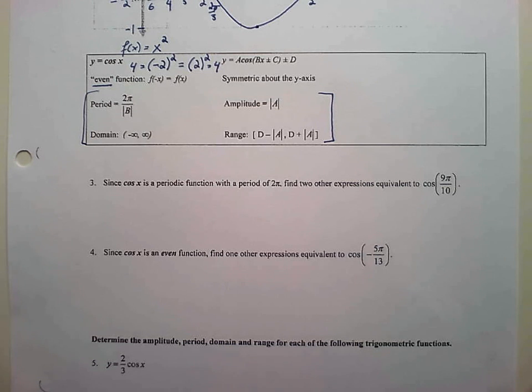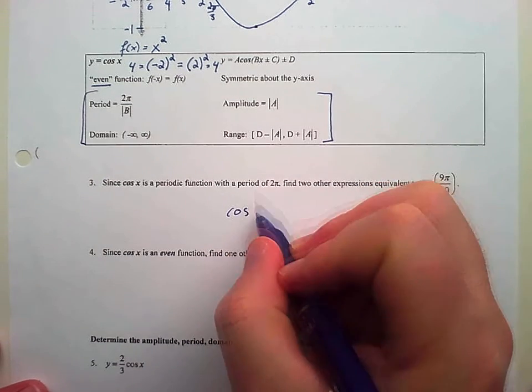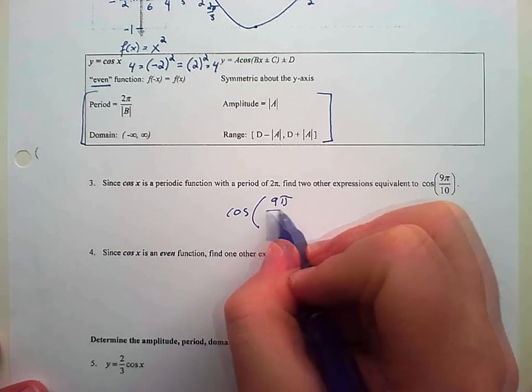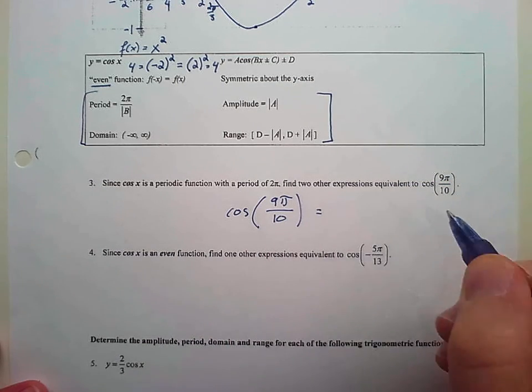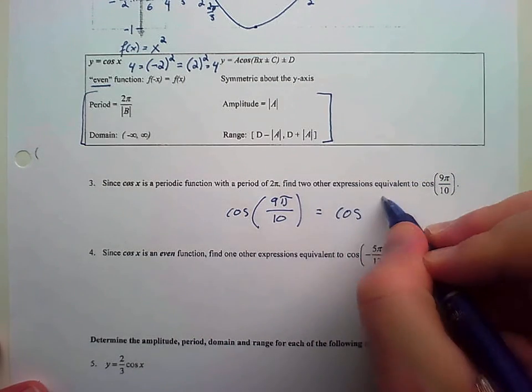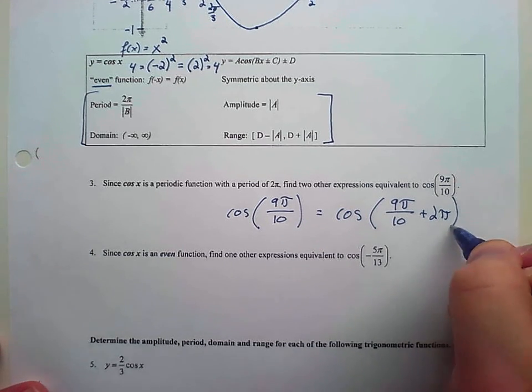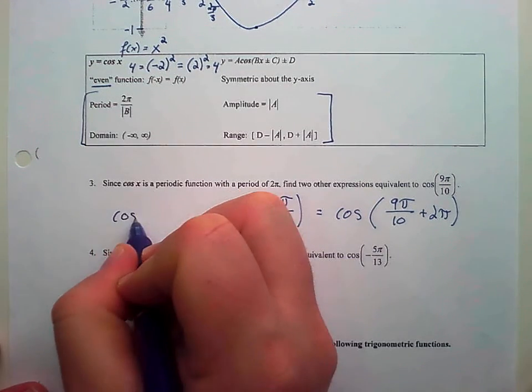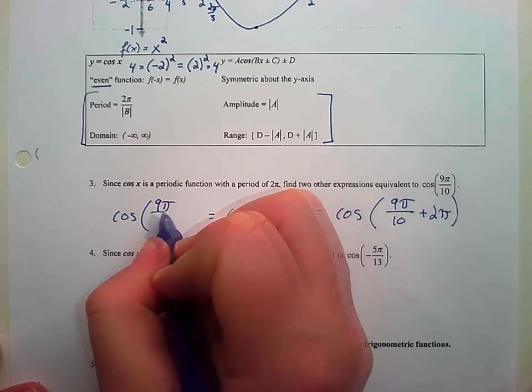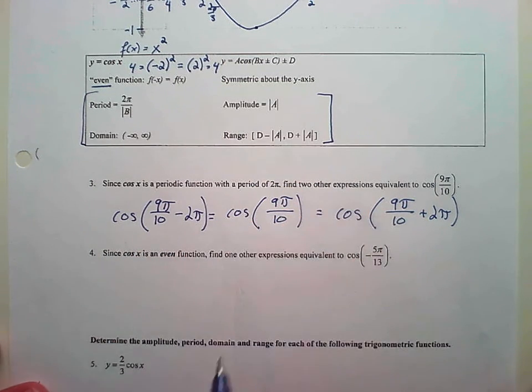For number 3, it says, since cosine of x is a periodic function with a period of 2 pi, find two other expressions equivalent to the cosine of 9 pi over 10. So just like we did before, if we have the cosine of 9 pi over 10, if we add 2 pi to what we're taking the cosine of, or if we subtract 2 pi from that which we're taking the cosine of, we know that that's going to be equivalent.